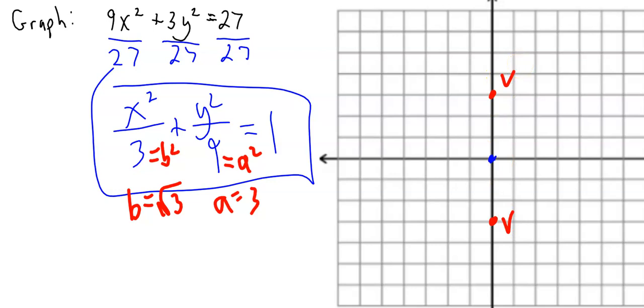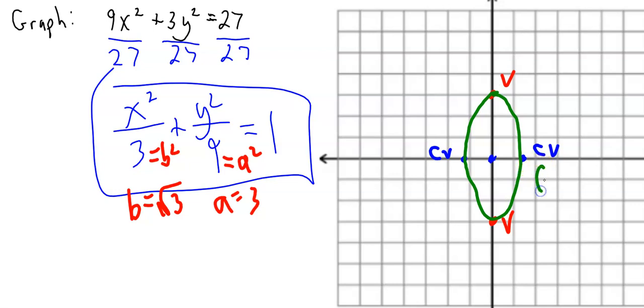And the co-vertices would be square root of 3 over. Square root of 3 is more than 1 but less than 2, so 1 point something to the left and to the right. Those are co-vertices. And we go and graph the ellipse now. Go through each of those points. Looks something like that.